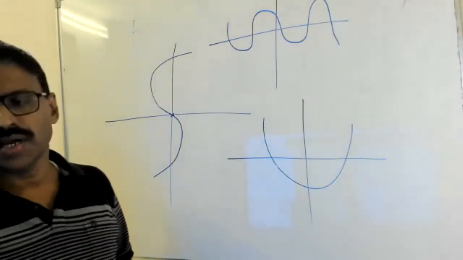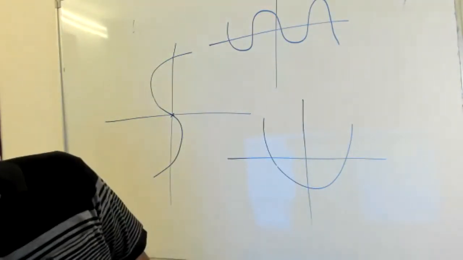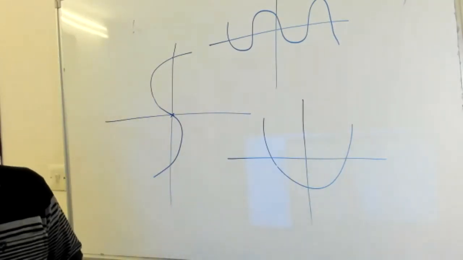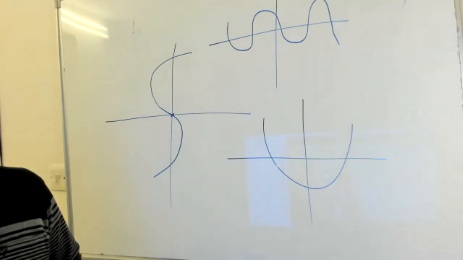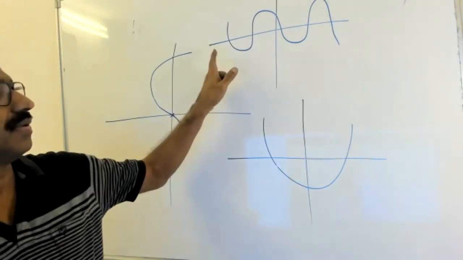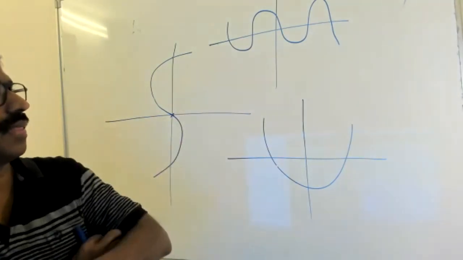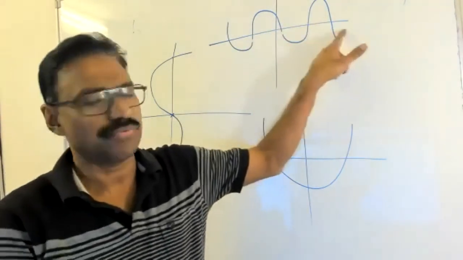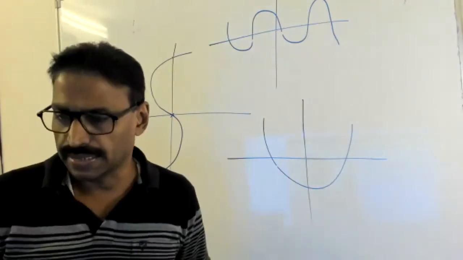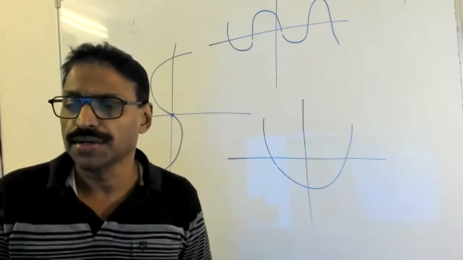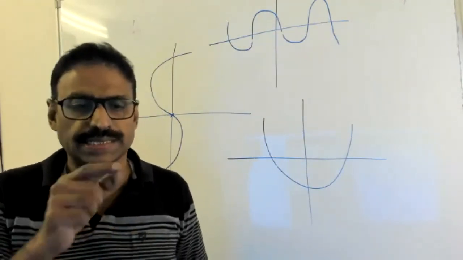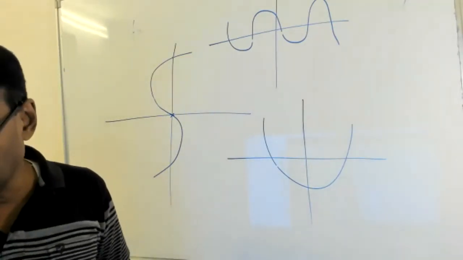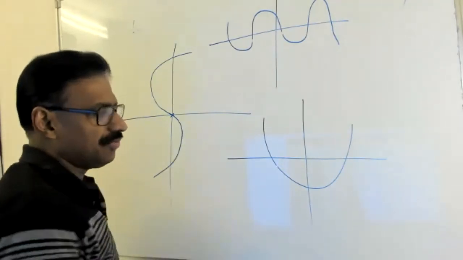Okay. Now, how many zeros here? I'll ask. 4. And are you getting it now? Yes, sir. How many zeros here? 5. 1, 2, 3, 4, 5. I hope it's clear now. Number of zeros depends on where the graph crosses the x-axis. Clear now? Yes, sir.